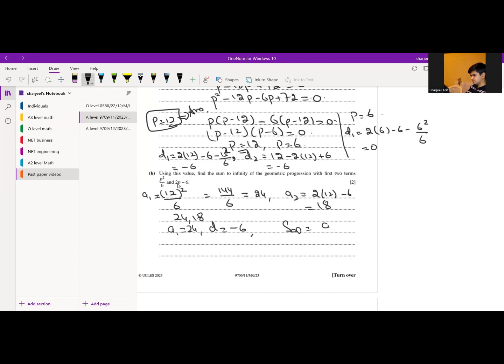Sum to infinity is A1 over 1 minus R. Just substitute the value here. Sorry, it's a geometric progression. So for a geometric progression, we have to find R. So R will be 18 over 24, which gives 3 by 4. Substitute the value in the equation, you will get 24 divided by 1 minus 3 by 4. So it will be 24 over 1 by 4, which equals 96. That would be your answer.